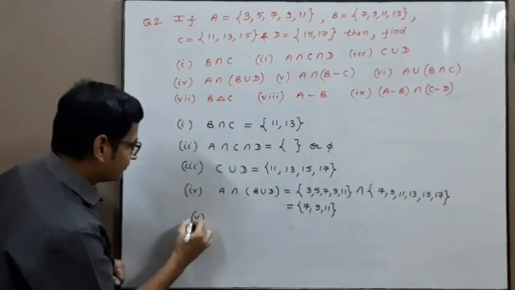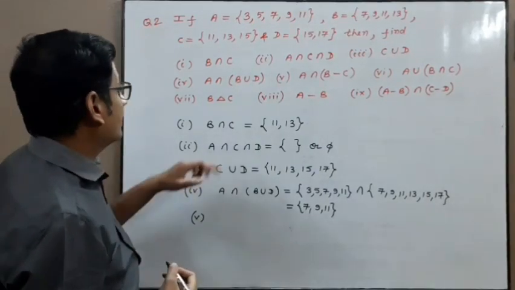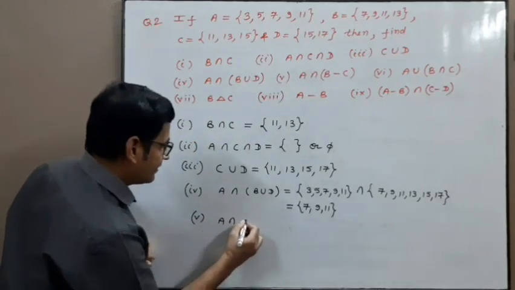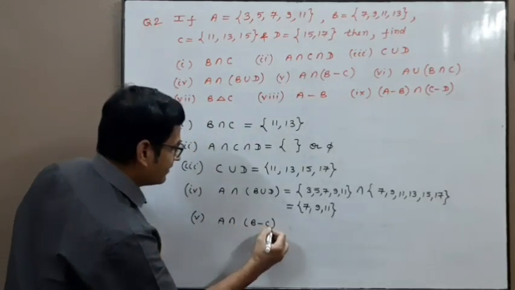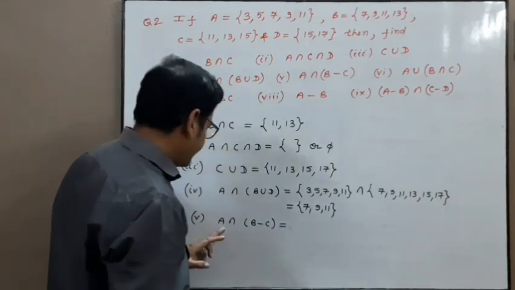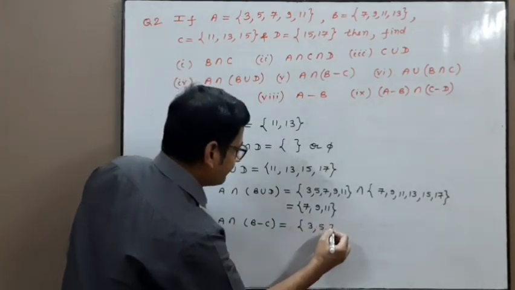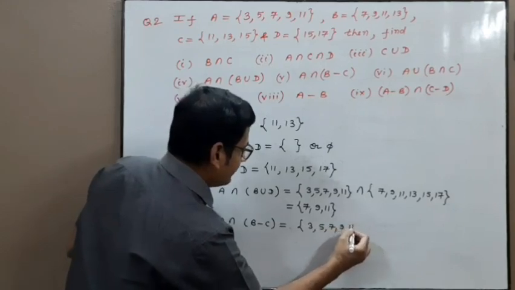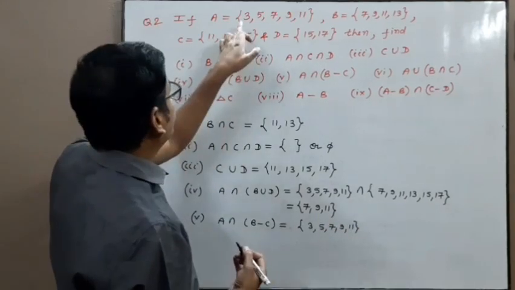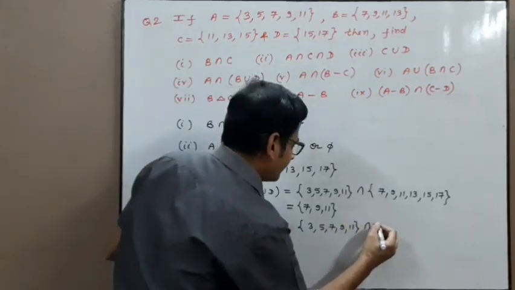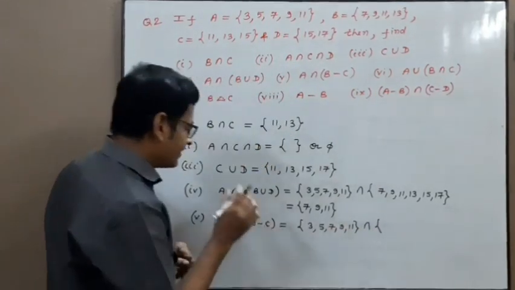Fifth part, A intersection (B minus C) is equal to, first write set A: 3, 5, 7, 9, 11. Intersection B minus C.